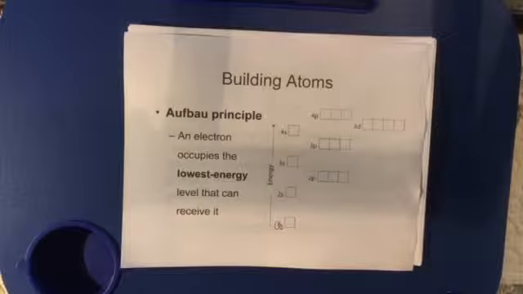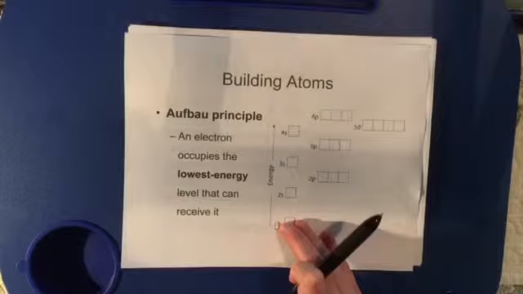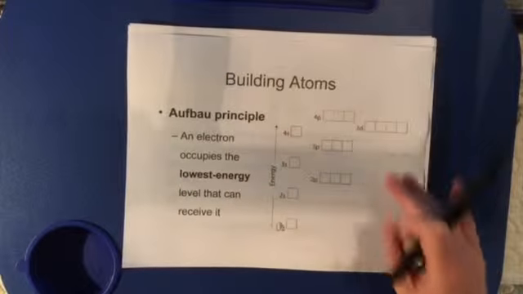What we're trying to do is figure out, when we have an element, where those electrons are. We're trying to figure out where we're going to put them. And when we put them in, we always start from the lowest energy level and fill until we get to the higher one.